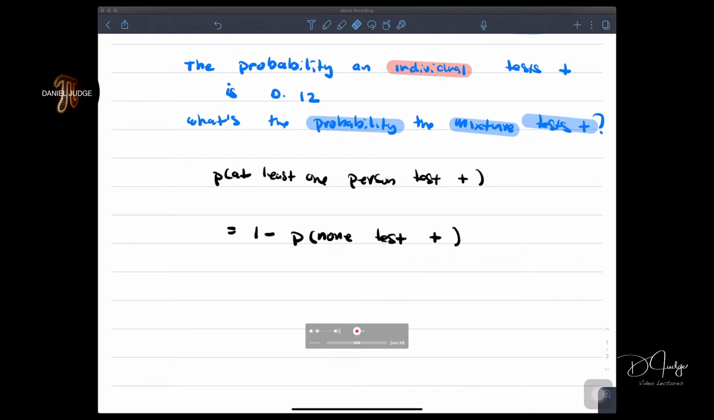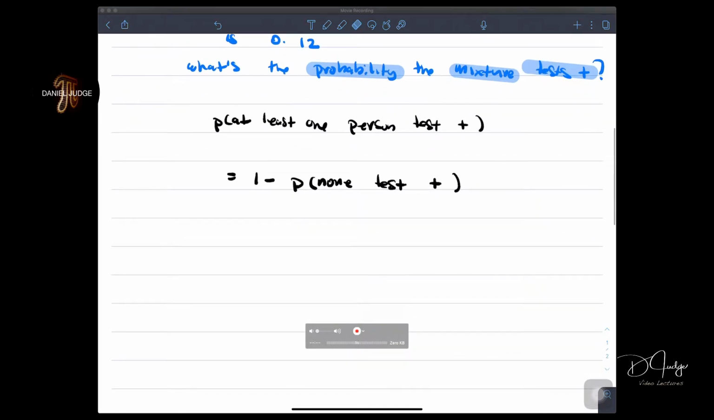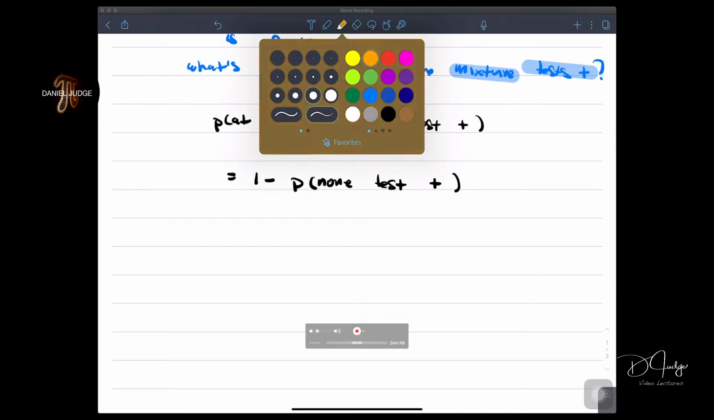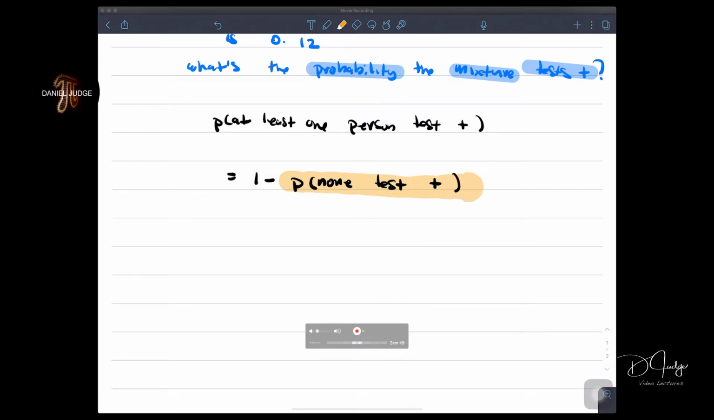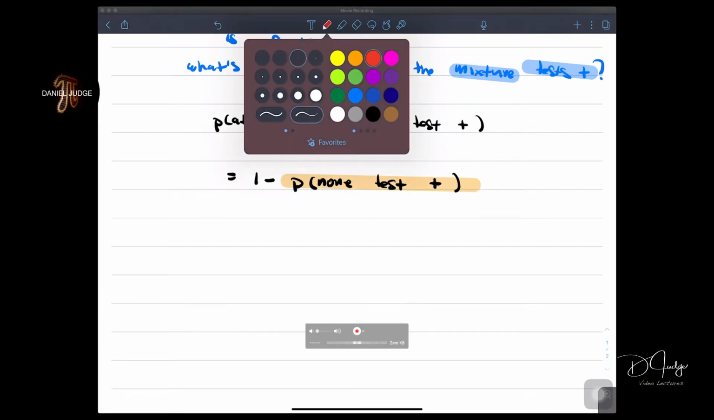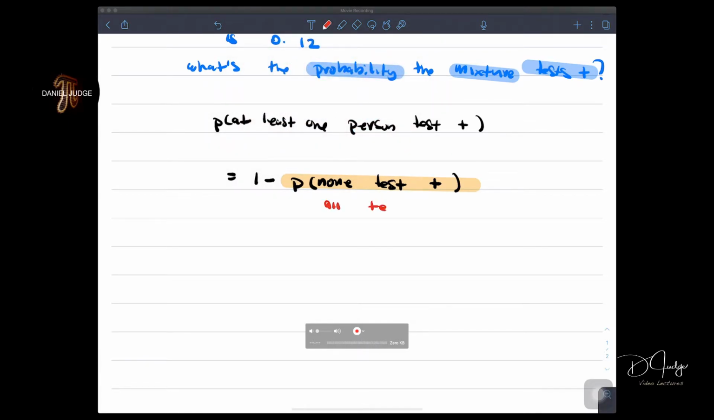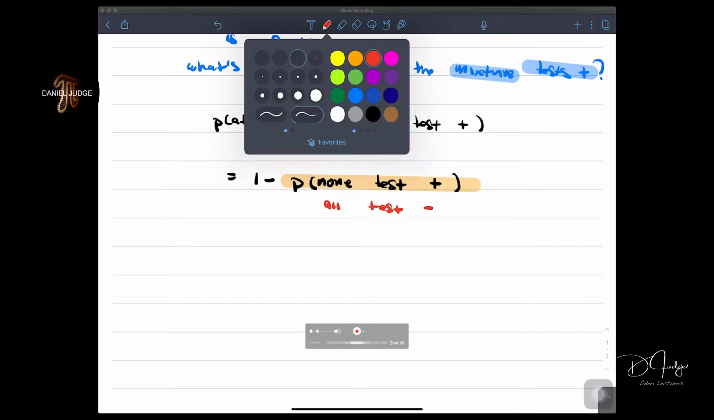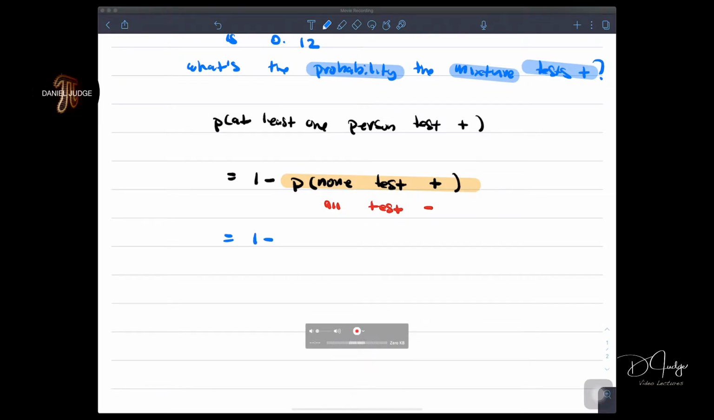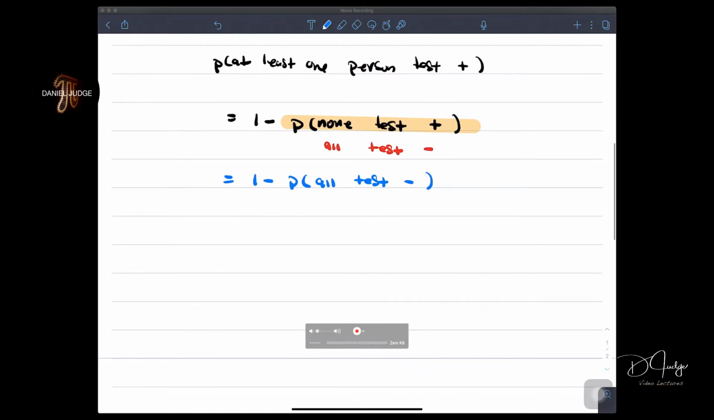And so remember, you're selecting 6 individuals. And what that means is we have to compute the likelihood here. The chance that none test positive. So you have to understand the meaning that none test positive. That means they all test negative. Okay, if none test positive, they all test negative. So the statement then is really 1 minus the probability that they all test negative. And we're selecting 6 people.